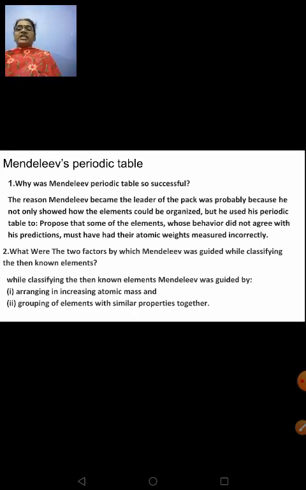What were the two factors by which Mendeleev was guided while classifying the then known elements? While classifying the then known elements, Mendeleev was guided by arranging them in increasing order of atomic mass. The elements were arranged in the increasing order of their atomic masses, and the grouping of elements with similar properties was done. Elements of one particular group possess similar properties. The same question was given in a different form in the last revision. Understand the question, and accordingly modify your answer and write, but the meaning should be the same.